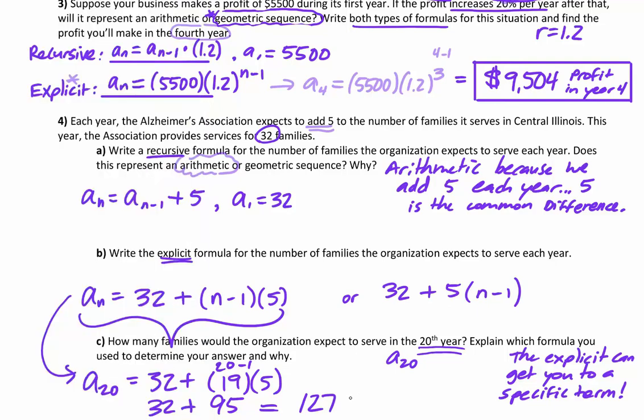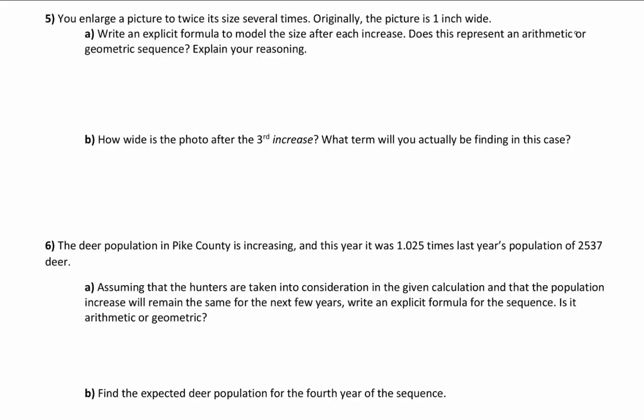And now we just have to go ahead and label what's going on. So these will be 127 families. Answers that deal with the context need to have a label. Really, really important. Okay? So hopefully that makes sense. All right, let's go ahead and move on to the next page with question number 5.